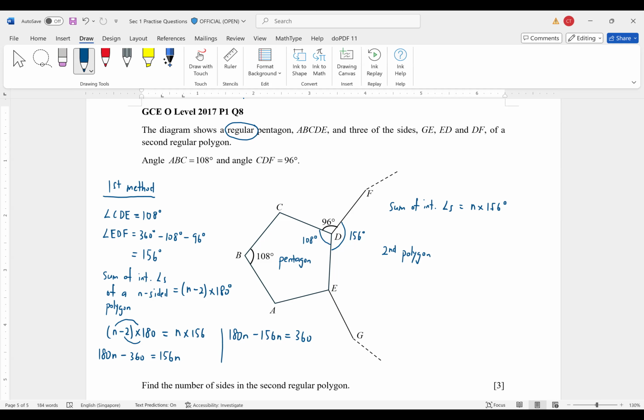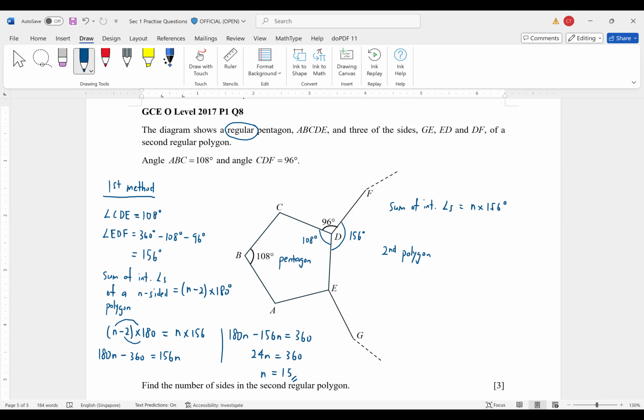Okay, so over here we will have 24n, right? 24n equals 360, right? Okay, then we just divide by 24. So 360 divided by 24, right? So you'll get 15. Okay, so n will be 15. So the number of sides in the second regular polygon is 15.